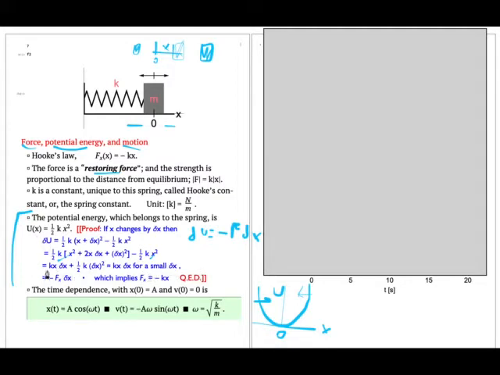All right, now delta U has to be minus F of x delta x. That's the relation between force and potential energy. It's kx delta x, so F of x is minus kx. And that proves that that formula, 1/2 kx squared, is correct.